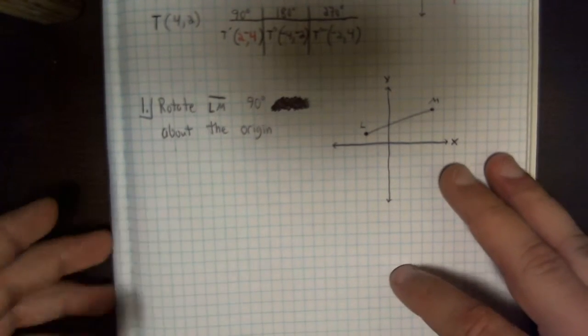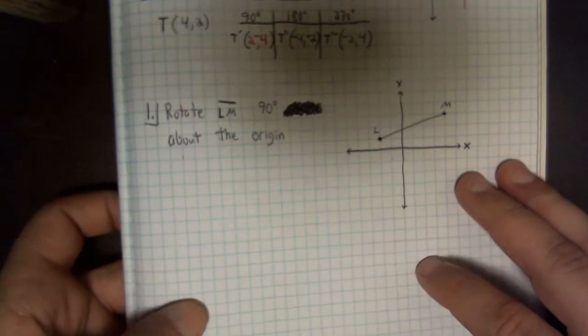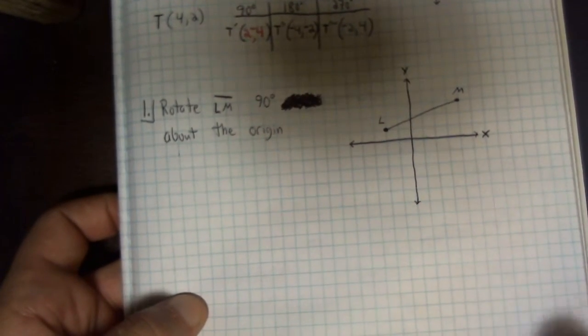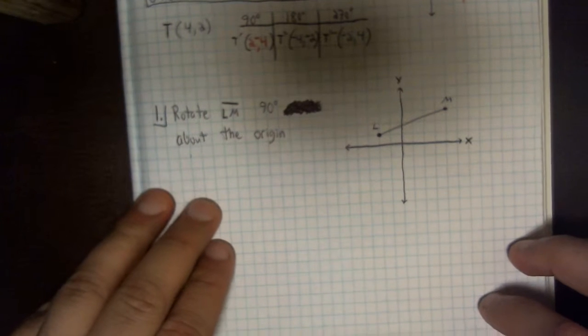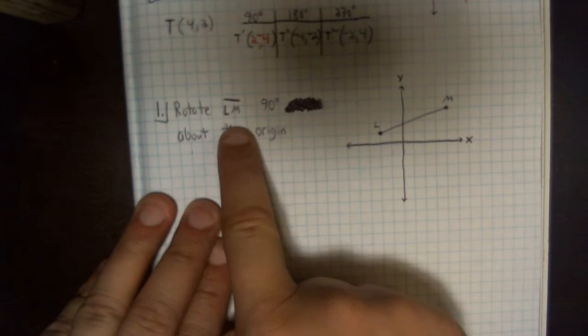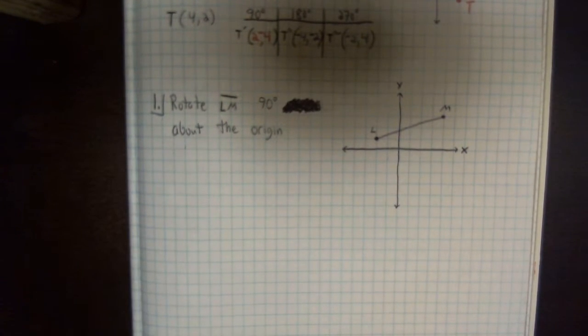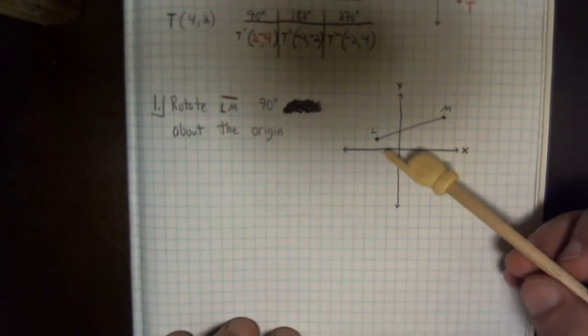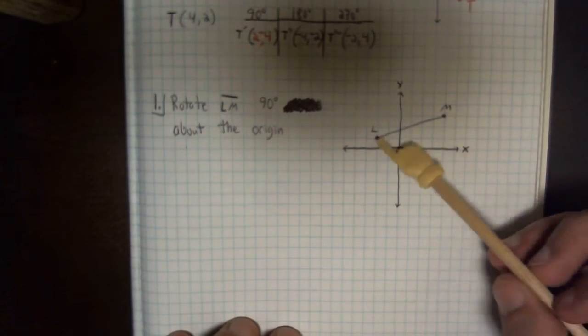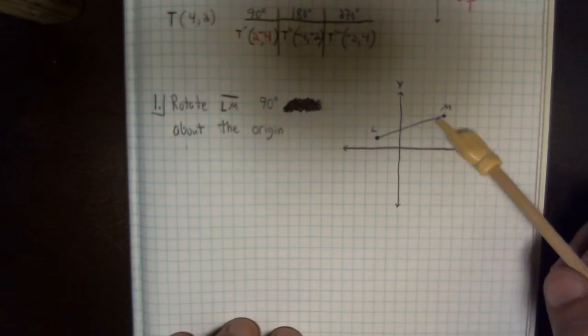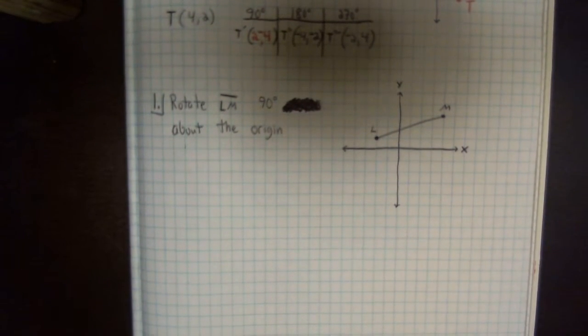Alright, so we're going to look at just one problem. This one tells us that we want to rotate line segment LM 90 degrees about the origin. Now it doesn't say clockwise or counterclockwise, so it doesn't give us any instructions, so we're going to assume that we're talking about clockwise. So let's look at what they give us. They give us point L and point M already graphed, but they didn't tell us the coordinates, so we're going to have to quickly list them.